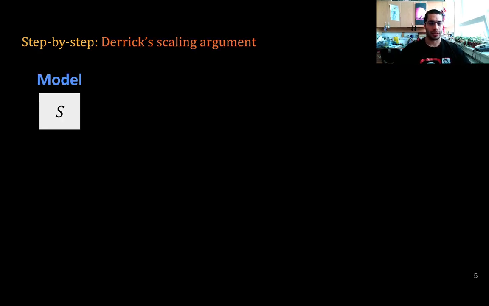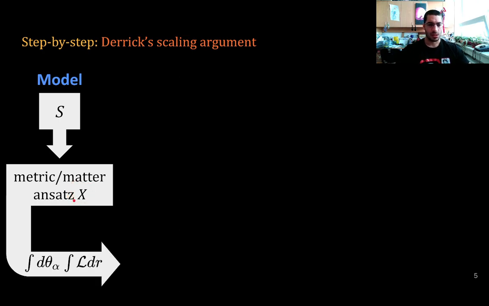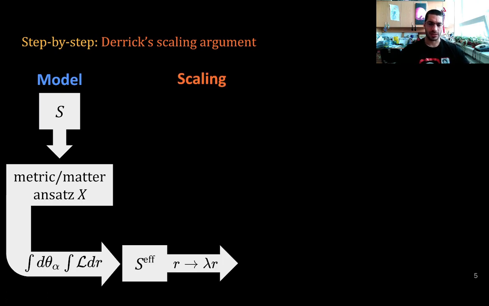First, you write your model by writing the action. You introduce your metric and matter ansatz, which in this case we generally consider as a function of x. And then we compute the effective Lagrangian. Basically, we integrate out all the independent variables of your Lagrangian. With this, you obtain your effective action, and then you perform the following scaling. r goes to lambda r.